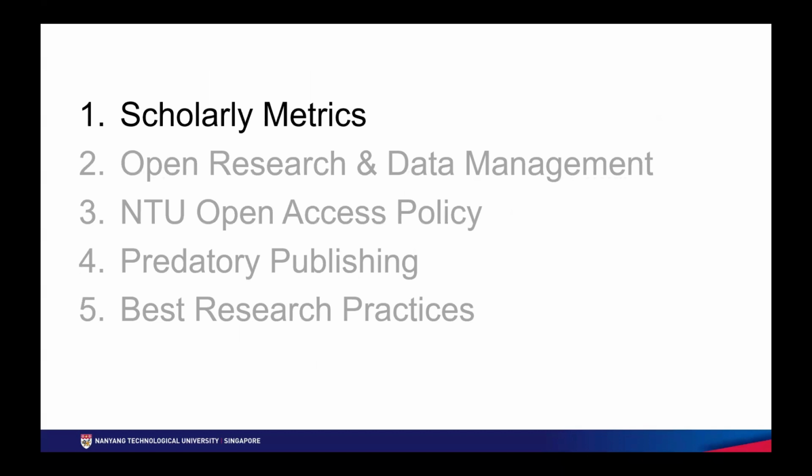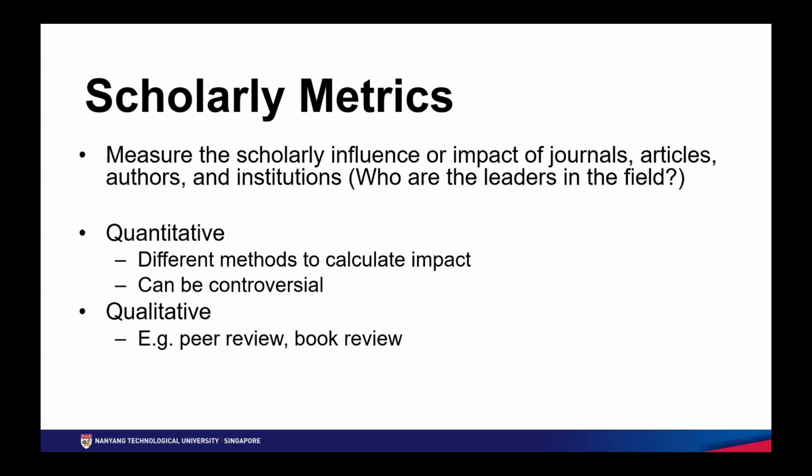So let's start off by looking at scholarly metrics. Scholarly metrics measure the influence or impact of journals, articles, authors, and even institutions. This is meant to help us indicate who or what is leading that particular field of research at that point in time. Scholarly metrics can come in the form of either being quantitative or qualitative. Quantitative metrics can be calculated via different methods, and qualitative metrics can come in the form of a peer review or book review. So let's take a look at some of the more commonly used scholarly metrics.